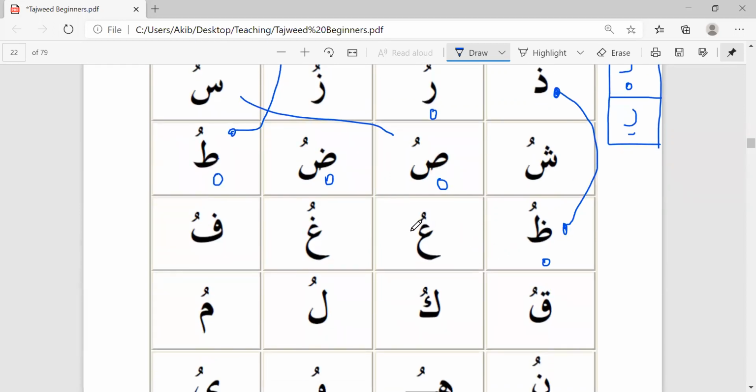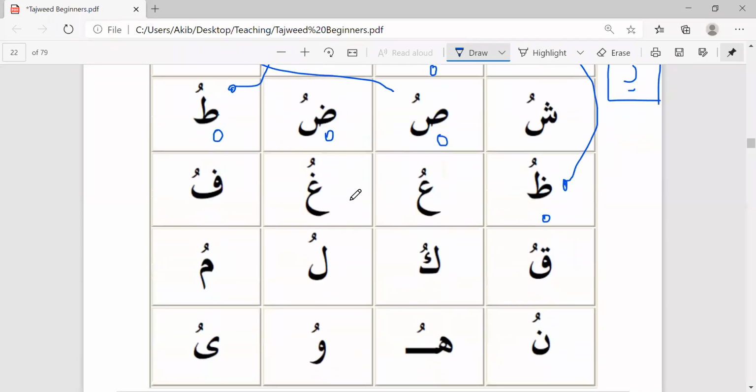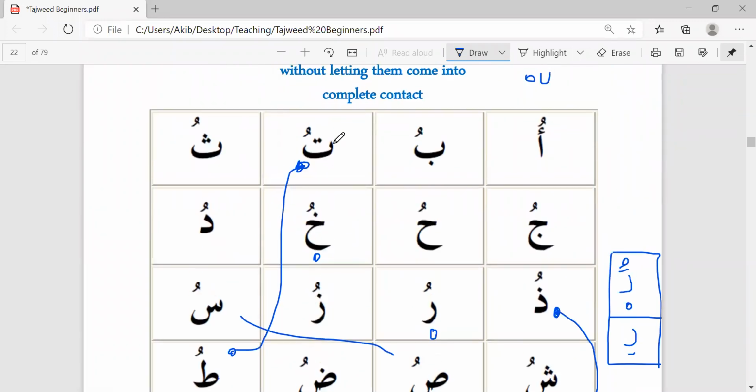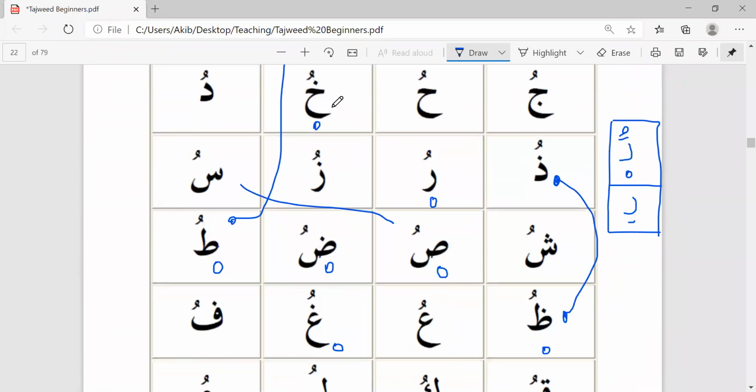The ain, middle of the throat, is going to be ru, ru. Get the ain sound out. Ru. The ghain is going to be, again, it's a heavy letter, is going to be ru, ru. So if you're unable to do ghain, link it with the kha.